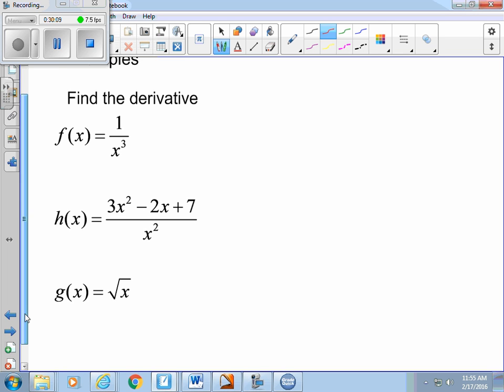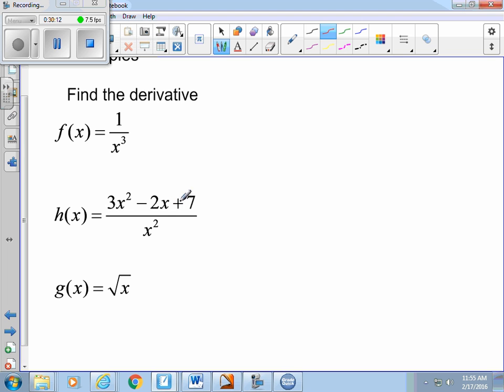Alright, I think we're good on those. Are we good on those? What about division? Do we need to see a division one again? Just divide first. So 3x squared divided by x squared is just 3, minus 2 over x. But what do I want to write that as? 2x to the negative 1, plus 7x to the negative 2. Okay, so that's the original function, and then I take derivatives.